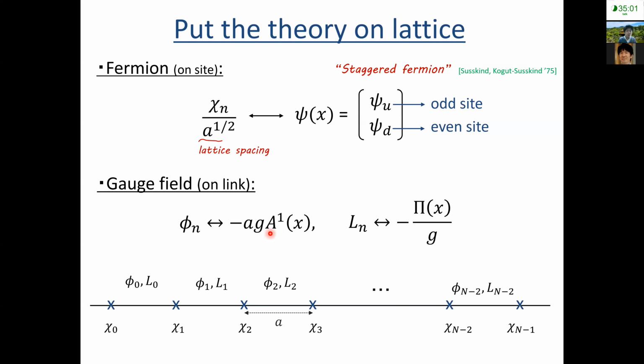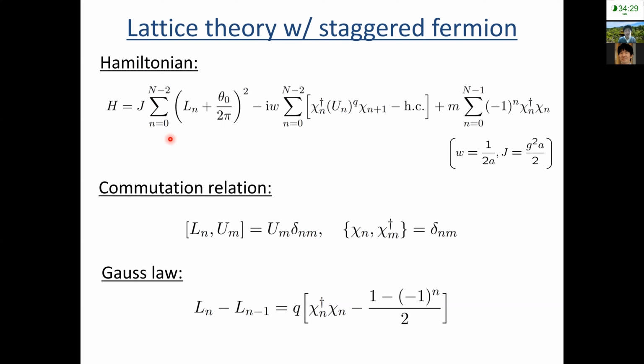Then in this formalism, the Hamiltonian of the lattice Schwinger model is given by this. This one is a gauge kinetic term, and this one is a fermionic kinetic term. We also have a fermion mass term, a theta angle, and the charge of the fermion Q here. And W is basically the inverse of the lattice spacing, and J is the gauge coupling.